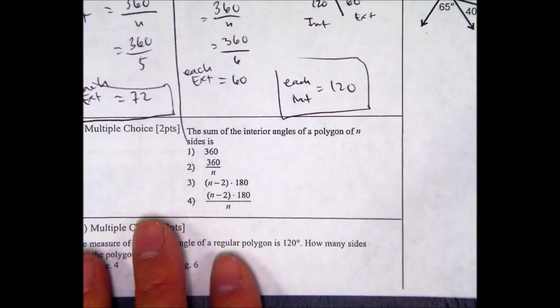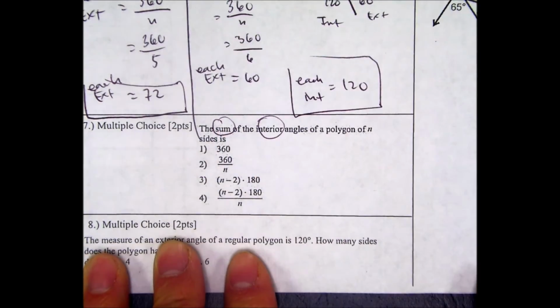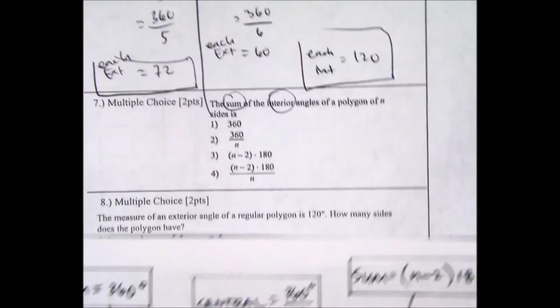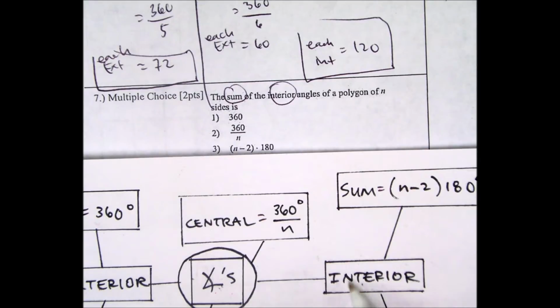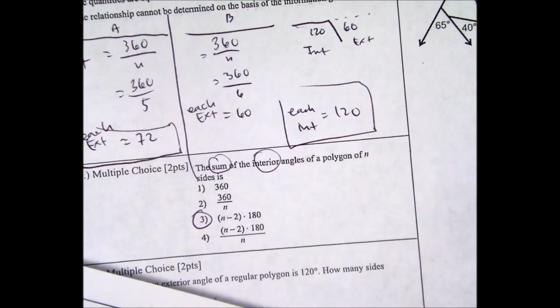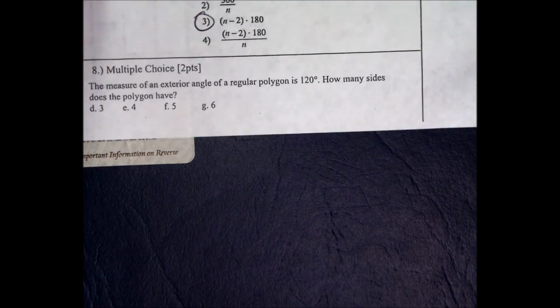Alright, number 7, the sum of the interior angles, so I see the word sum and interior, of a polygon. So then just look for sum and interior on my map: interior sum, n minus 2 times 180. There it is, that's choice 3.